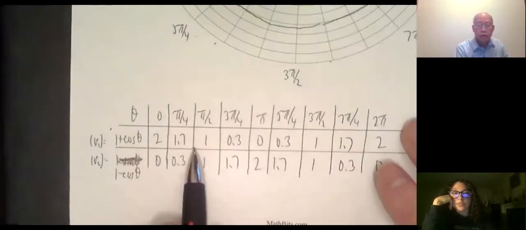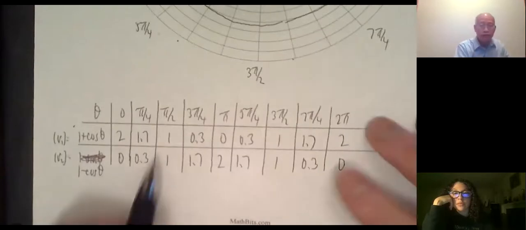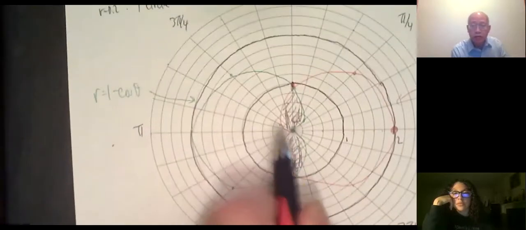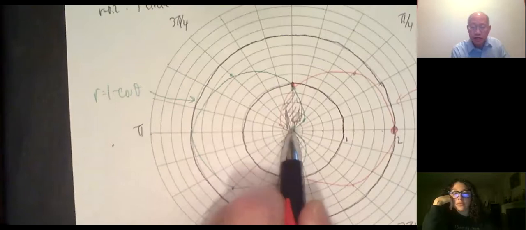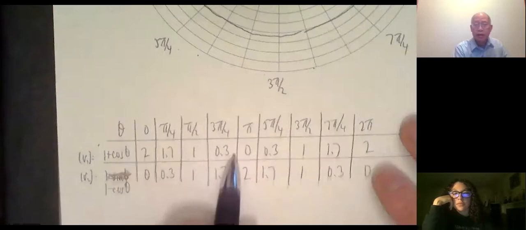Pi over 2, r is 1. 90 degrees, 1. 3 pi over 4, 0.3. Not very far at all. So I'll aim this way. 0.3 is 1.5 circles. And then pi, I come into the pole.